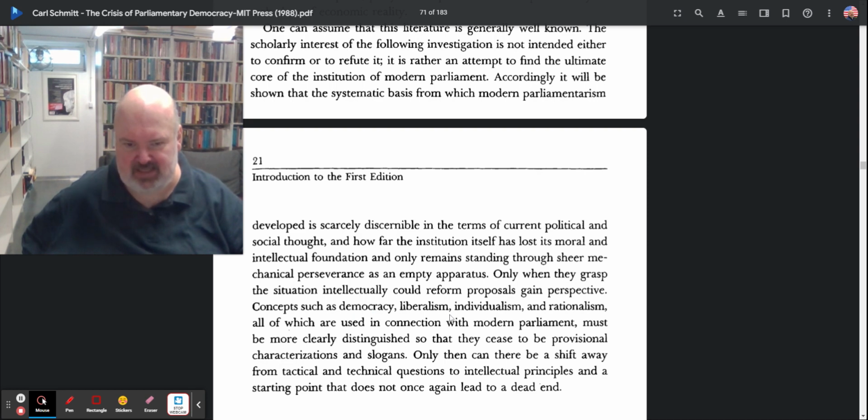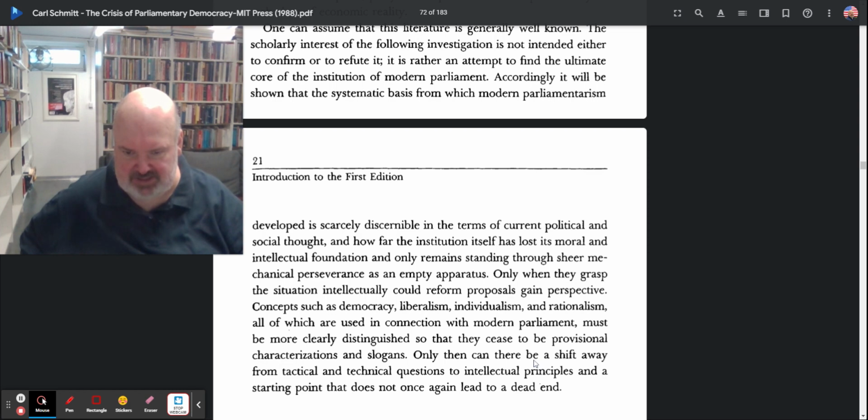Concepts such as democracy, liberalism, individualism, and rationalism, all of which are used in connection with modern parliament, must be more clearly distinguished so that they cease to be provisional characterizations and slogans. So we have to understand these different concepts: democracy, liberalism, individualism, and rationalism. All these are connected with modern parliament, right? But we have to distinguish them so that they don't remain provisional characterizations and slogans.